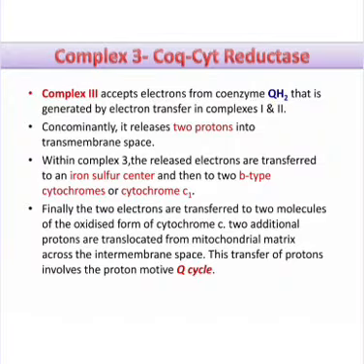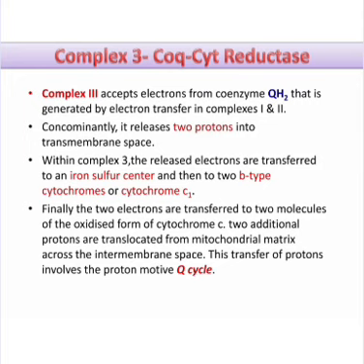Complex 3, coenzyme Q cytochrome C reductase. Complex 3 accepts electrons from coenzyme QH2 that is generated by electron transfer in complex 1 and 2, and it releases 2 protons into the intermembrane space. Within complex 3, the released electrons are transferred to iron sulfur centers and then to B-type cytochrome or cytochrome C1. Finally, the 2 electrons are transferred to 2 molecules of the oxidized form of cytochrome C.